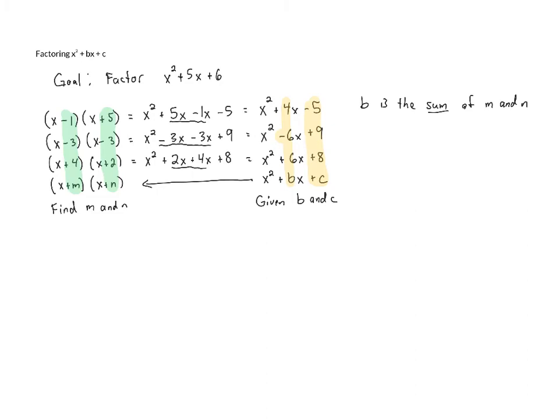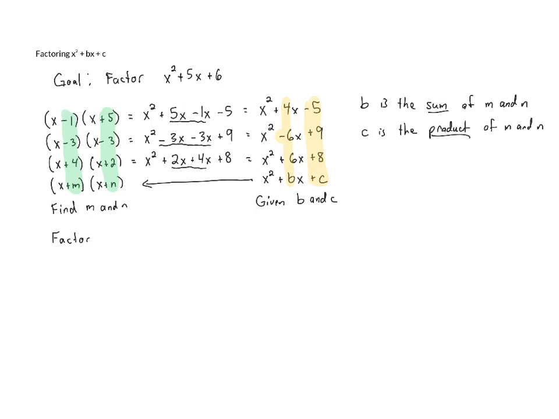So here, C is the product of m and n. And this is enough information for us to figure out what m and n are. Let's take a look at a couple of examples. I will show you how this works.